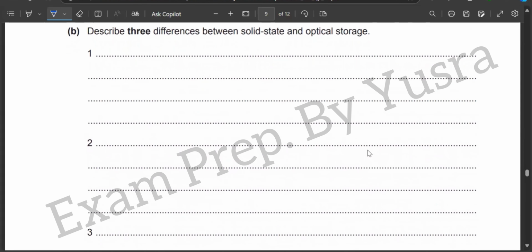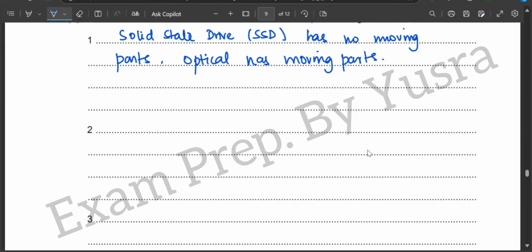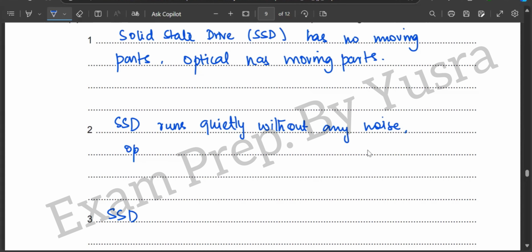Describe three differences between solid state and optical storage devices. In a solid state drive, SSD we can say, has no moving parts. Optical has moving parts. SSD runs quietly without any noise. And optical produces noise.